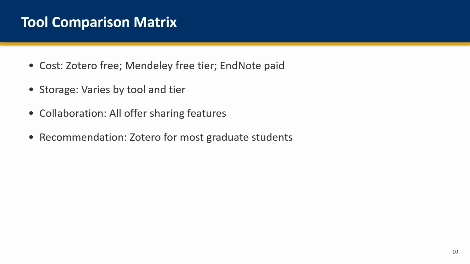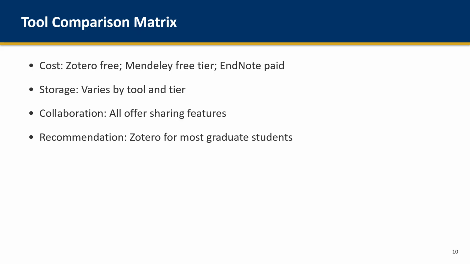Let me synthesize the comparison across these three tools to help you make an informed decision. On cost, Zotero is completely free with optional paid storage upgrades. Mendeley offers a generous free tier with more included storage than Zotero. EndNote requires either an institutional license or a substantial personal investment. For most graduate students, cost alone makes Zotero the most accessible option.